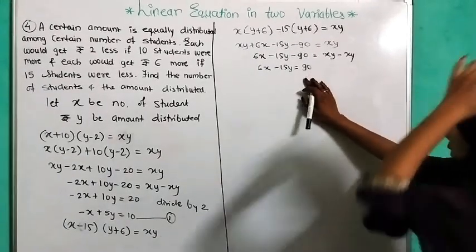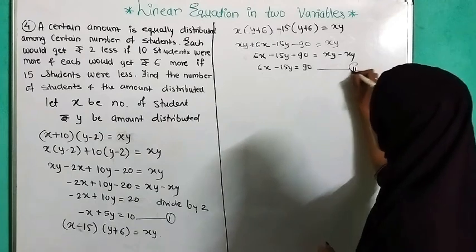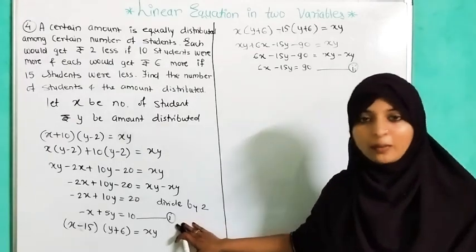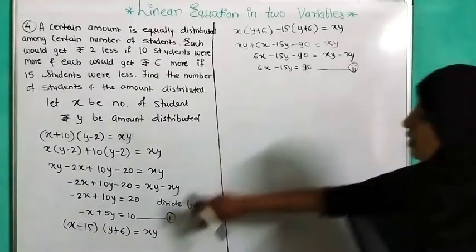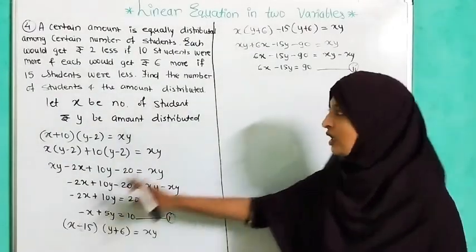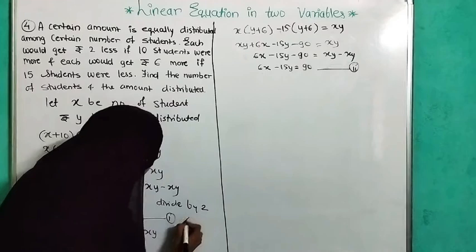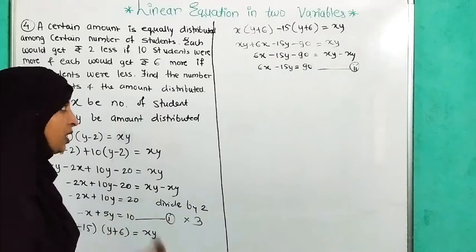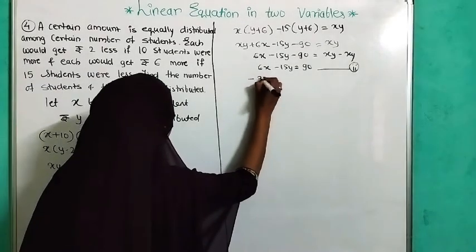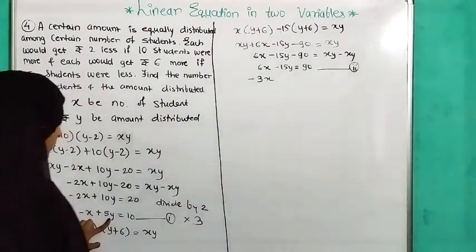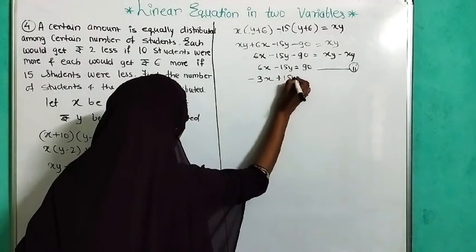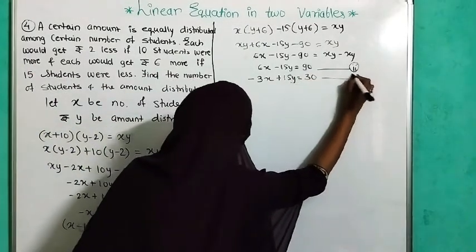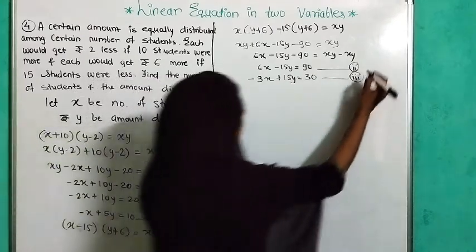Now see here, we get equation number 2 and equation number 1. If we multiply equation number 1 by 3, we get equation number 3: minus 3x plus 15y is equal to 3 times 10, which is 30. Now we add equations 2 and 3.